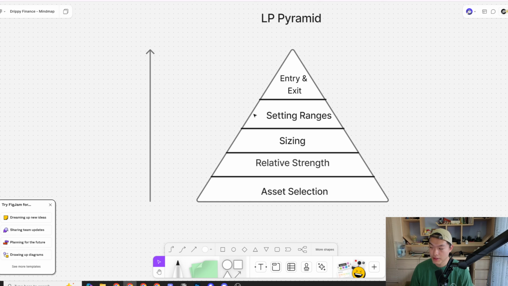I can't guarantee that you're going to be profitable because the market is unpredictable, especially with smaller alts. But I can promise you that if you run through a similar process, it's going to be better than just flying in blindly. So the order of importance is from the bottom up. The first one we're going to look at is asset selection.